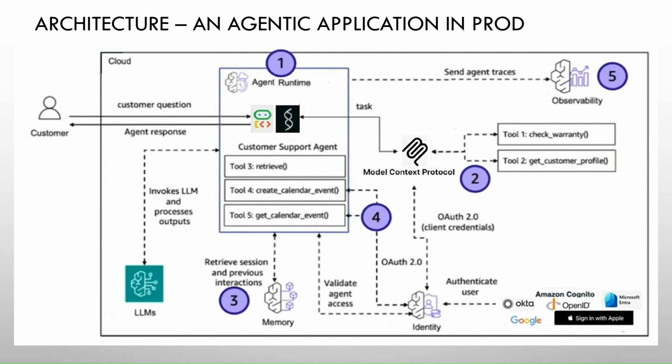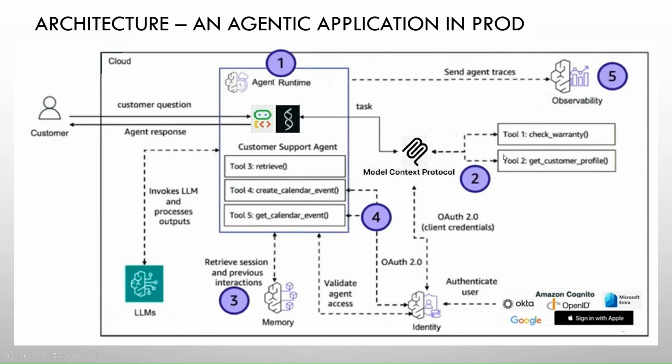AWS has Agent Core now for running agentic applications. And also if you have something on-premise, then you would have your own setup. But broadly, these are things that we need to take care of at the time of deploying in production. So first is the runtime that we need to take care of. And then we have tools, right? And tools could be some of the tools.